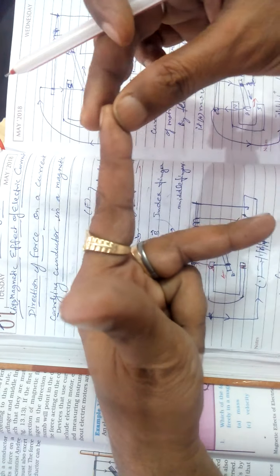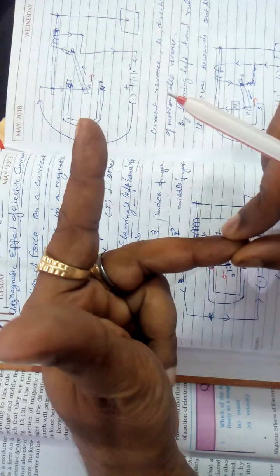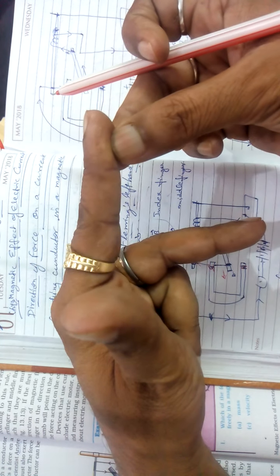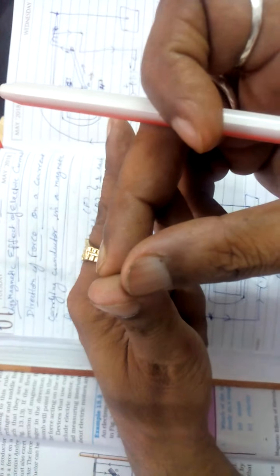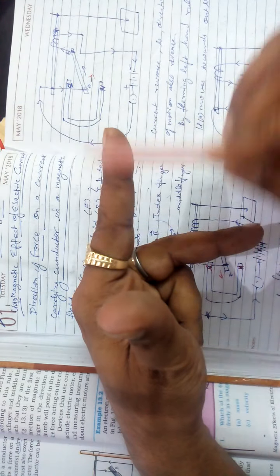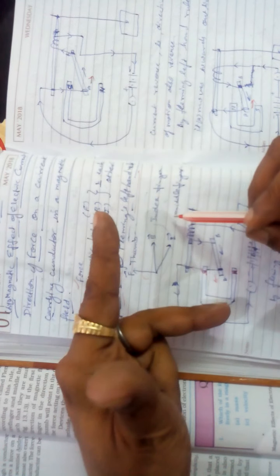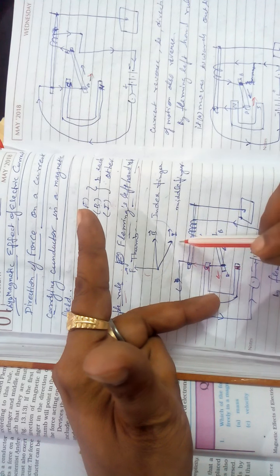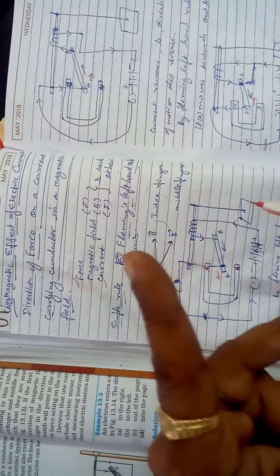The thumb indicates the force. The middle finger indicates the direction of the current. The index finger is always the direction of the magnetic field. Here I have written: index finger, direction of magnetic field. Thumb indicates the force and the middle finger indicates the current. So you will put them accordingly.